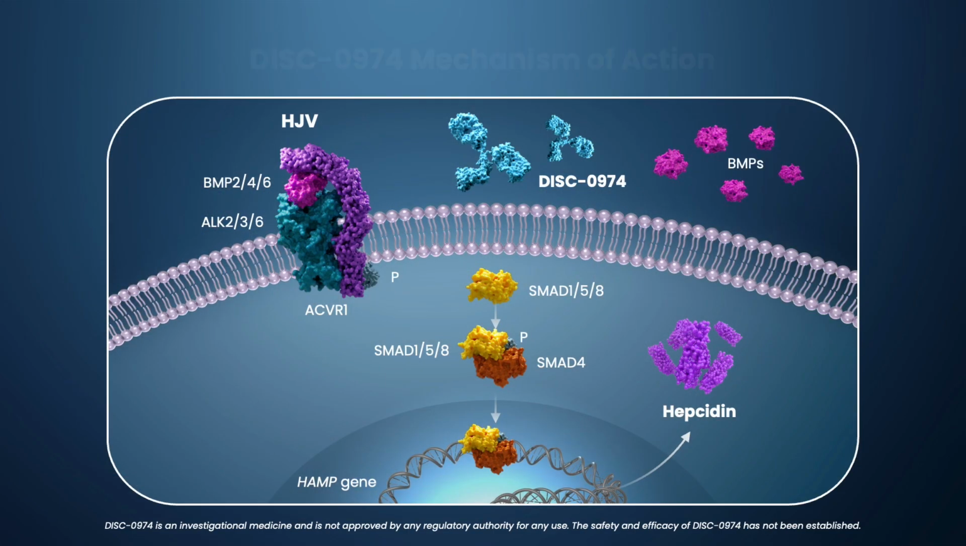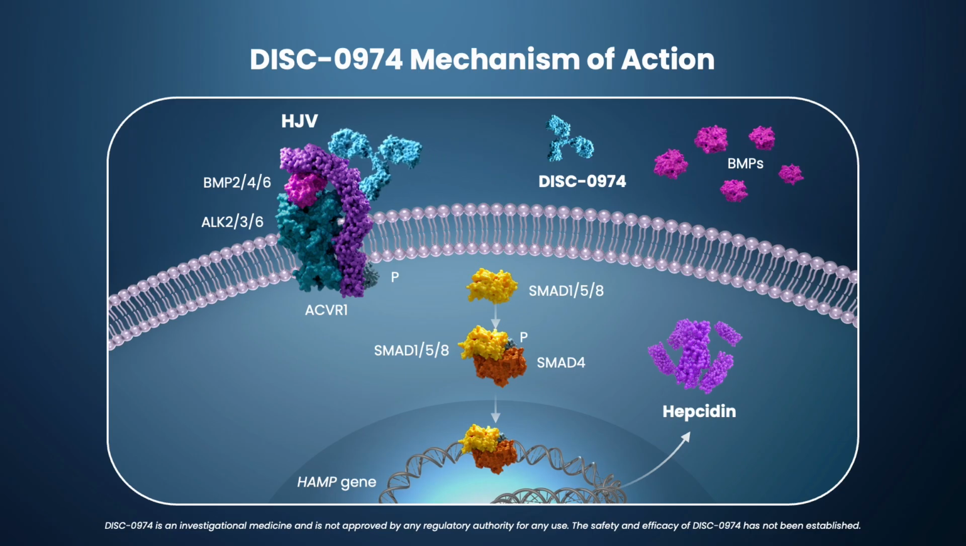Conversely, when HJV activity is inhibited, BMP signaling is reduced. DISC-0974 is a pathway-specific anti-hemojuvelin antibody designed to reduce hepcidin levels by binding to HJV. Reduction in hepcidin concentrations result in increased iron availability and release of stored iron and may increase hemoglobin.